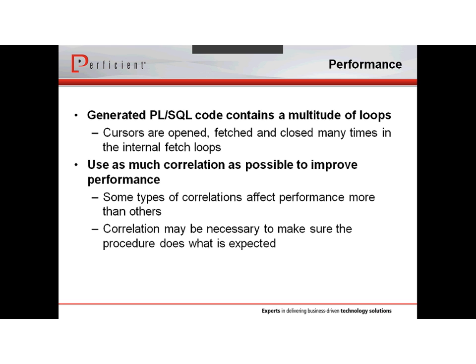So you want to use as much correlation as possible to improve performance. Some types of fetch reduction, one type of correlation, affect performance more than others. And you may need to reduce the fetches to make the procedure do what you really want it to do, or else you're getting extraneous discrepancies that you don't want to submit to the sites, etc.